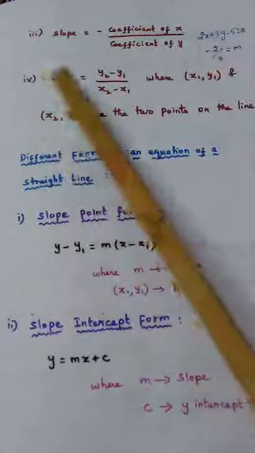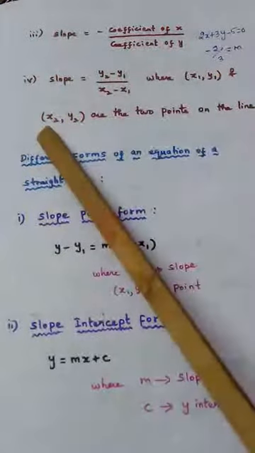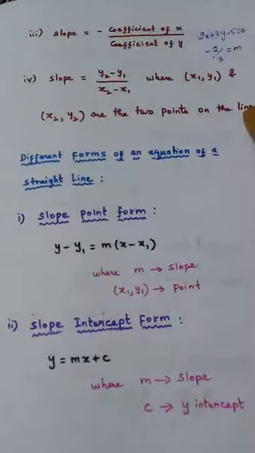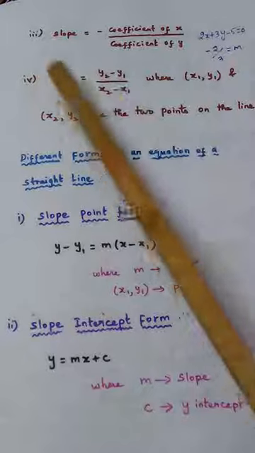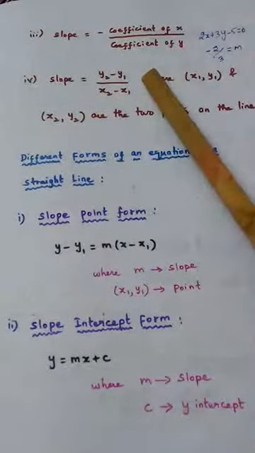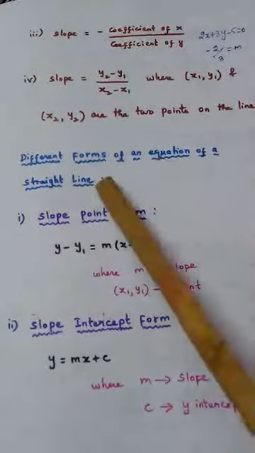And fourth note, again it is a formula for slope when 2 points on the line are known. If x1, y1 and x2, y2 are the 2 points on the straight line, then the slope of the straight line is given by this formula, y2 minus y1 by x2 minus x1. Next heading, different forms of an equation of a straight line.